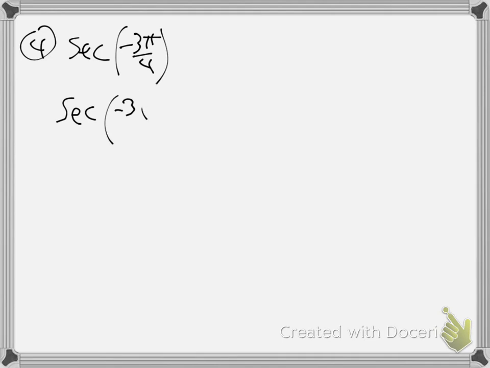Number 4, secant of minus 3 pi over 4. Stick in the 180. There's 3 times 180 over 4, like that. And also secant is 1 over cosine, isn't it?